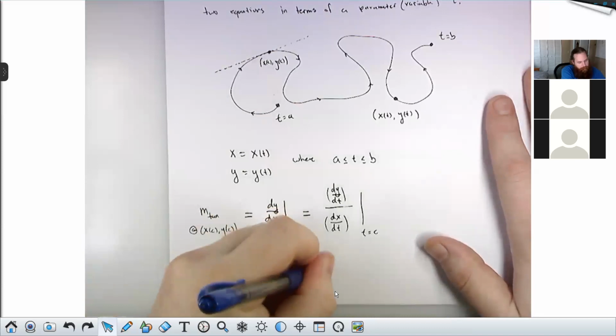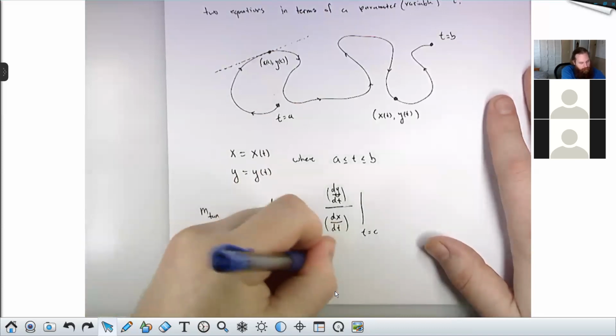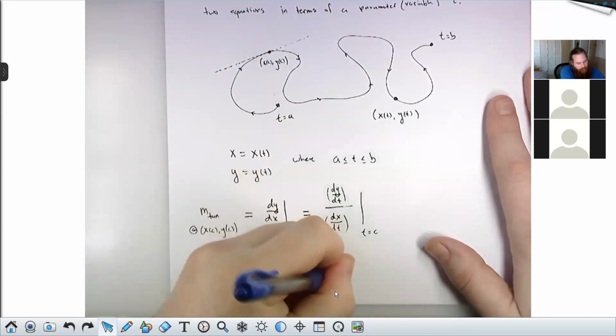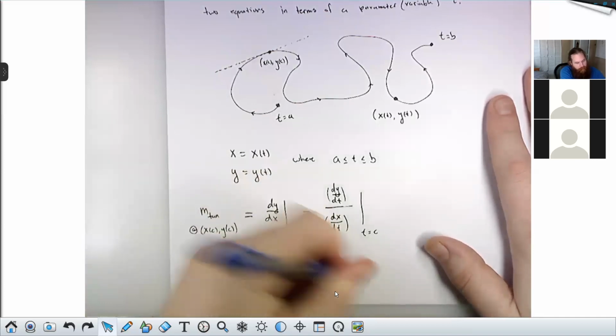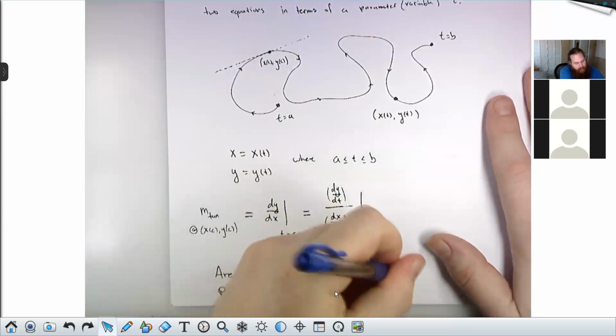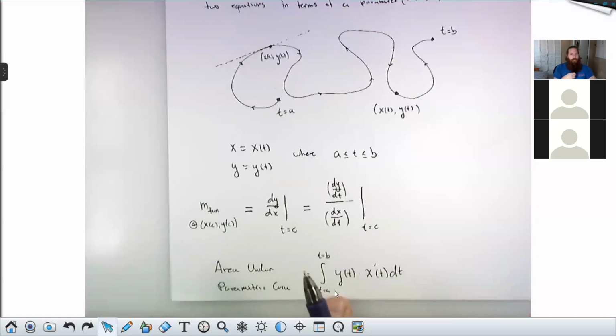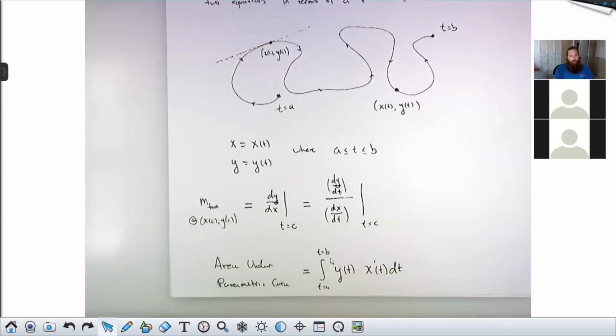You integrate from t equals a to t equals b the function y of t times x prime of t dt. And this is actually the normal integral thing, right? You integrate y, usually y is what we call f of x, times dx. Well, if x is a function of time, then dx is x prime dt.